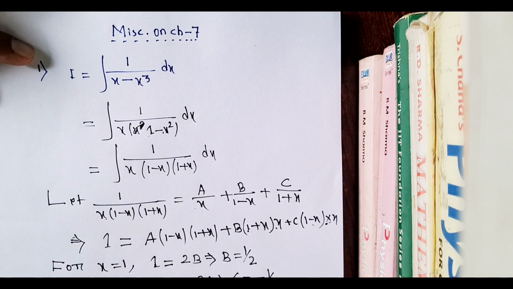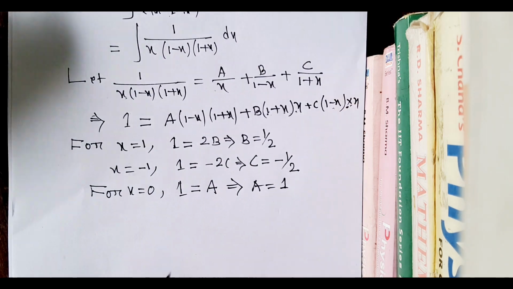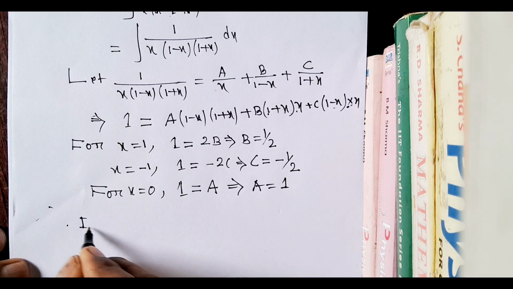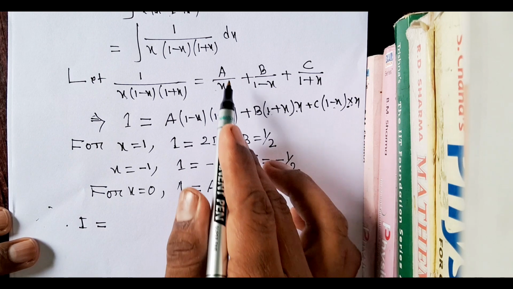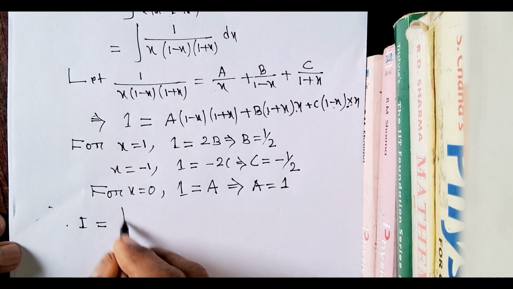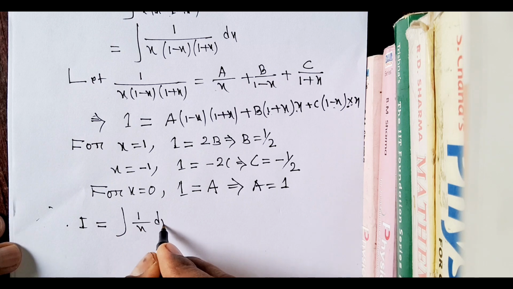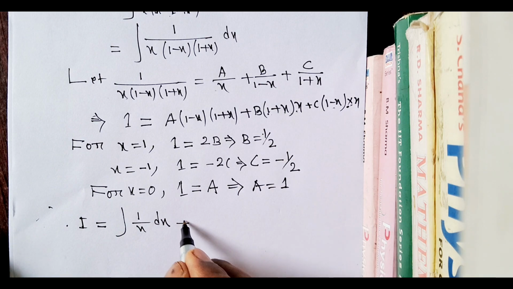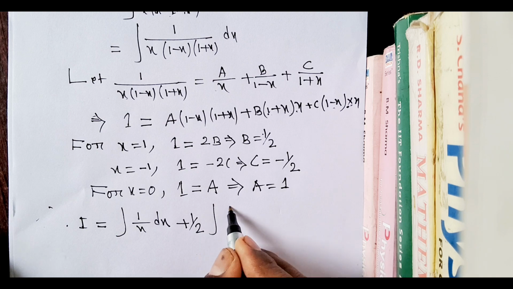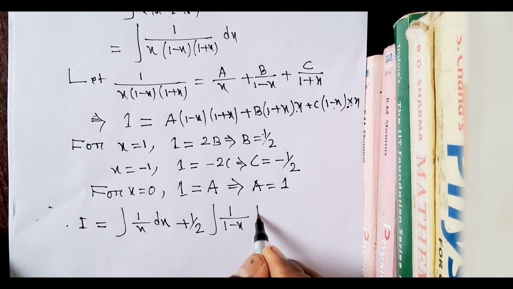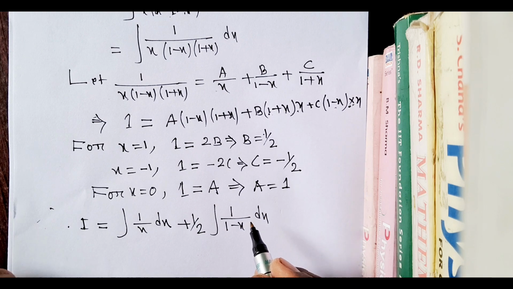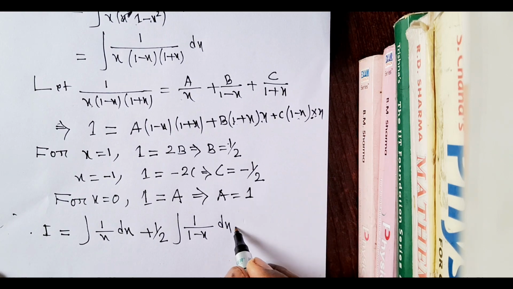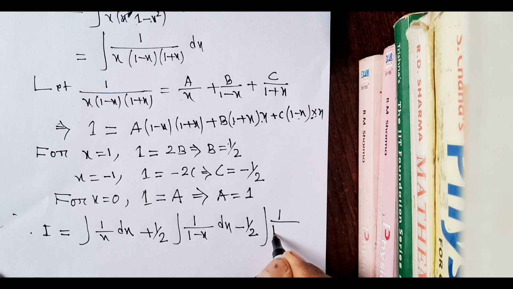After that, integration of this, that means I. Therefore I equals to, a is what? 1. So integration of 1 by x dx. B is what? 1 by 2. So let me write plus 1 by 2 here, integration of 1 by 1 minus x dx. And c is your negative half, so minus half, integration of 1 by 1 plus x dx.